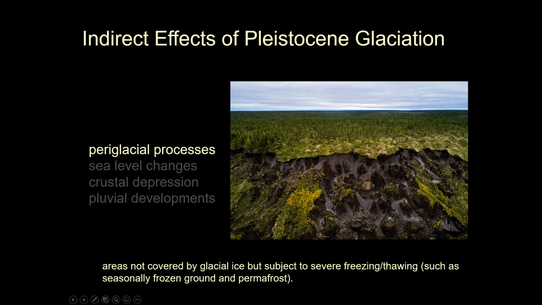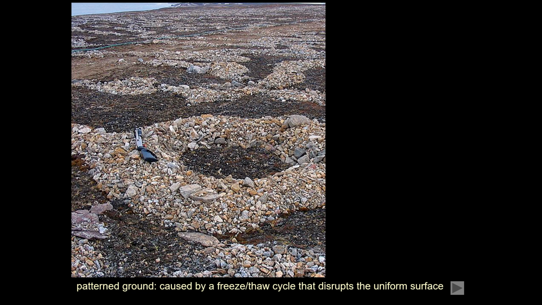You can see the white, some of the soil here has been disrupted under this forest, and you can see the permafrost, that's permanently frozen ground. Patterned ground is something caused by this freeze-thaw action that disrupts the surface. It's a kind of an unusual phenomenon.